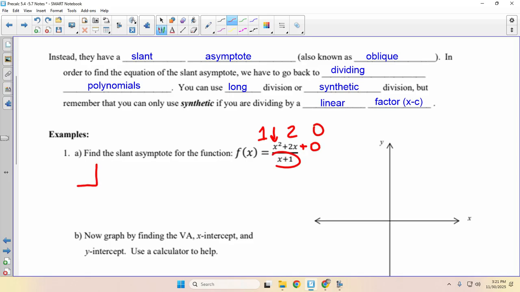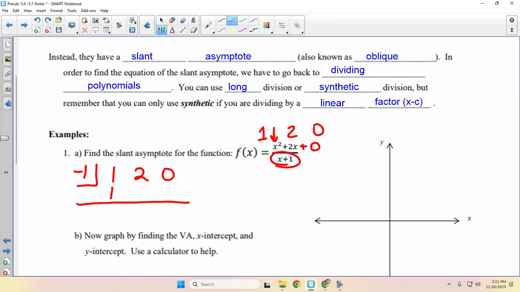Remember, for synthetic division, we use the opposite of what we're dividing by, well, opposite of what's with the x. If it's given to you as a 0, you just use that number, but if it's in the x plus or the x minus form, you use the opposite. So we're going to use negative 1. We put our coefficients 1, 2, and 0.